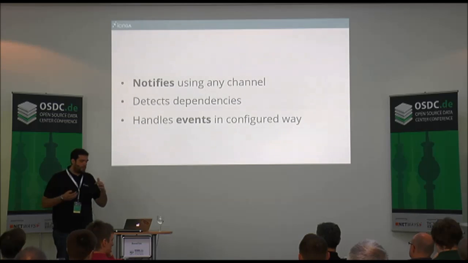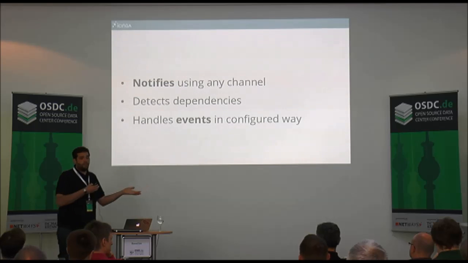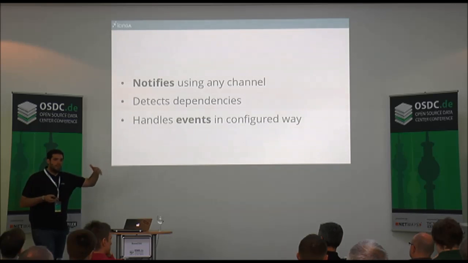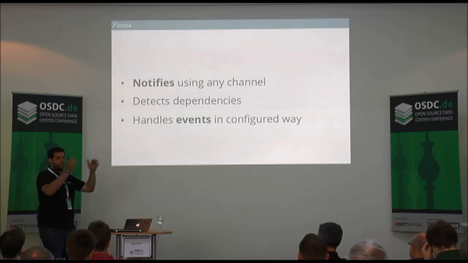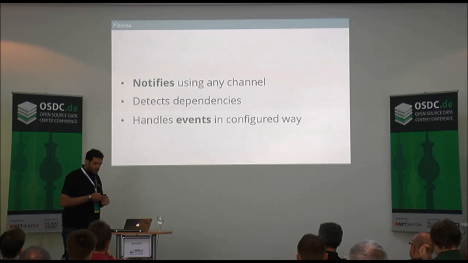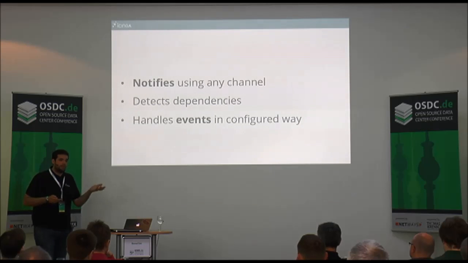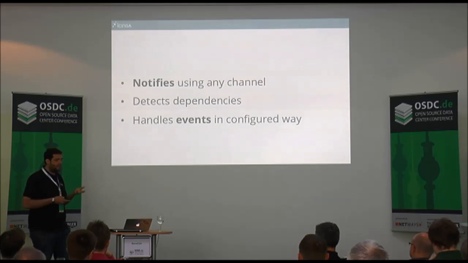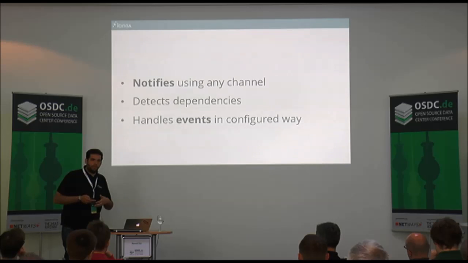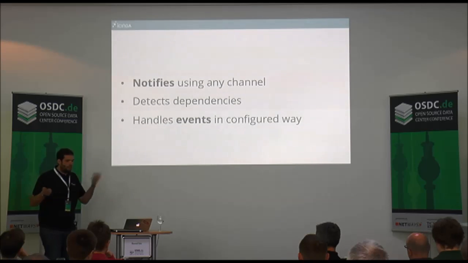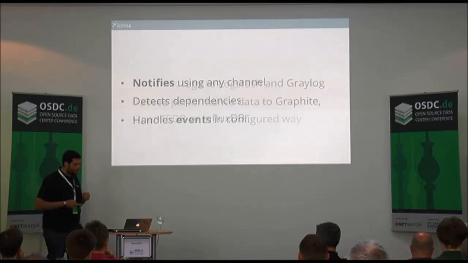We have the chance to detect dependencies if you have configured it, so we can see if the router is offline, that you're probably not able to reach the network zone behind it. And you can also do something like event handlers, so react on specific downtimes, or you can react on specific situations and, I don't know, restart the web server, call somebody, shut down the data center, whatever you want to.